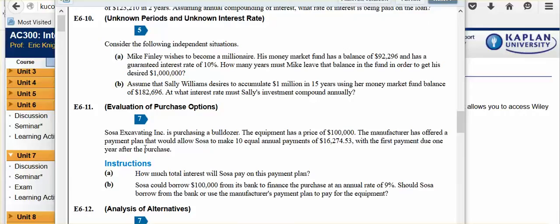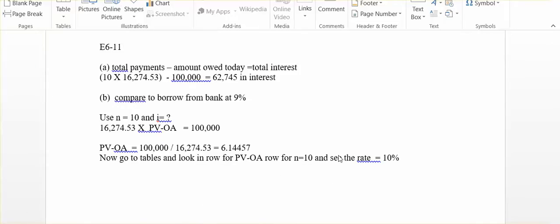Looking at this problem, this is part A, so I'm just looking at part A. The total payments are 10 payments at $16,274.53, which is $162,745, right? Then subtract from that the 100,000, which is the amount of the machinery you're getting, and the interest payment is $62,745.